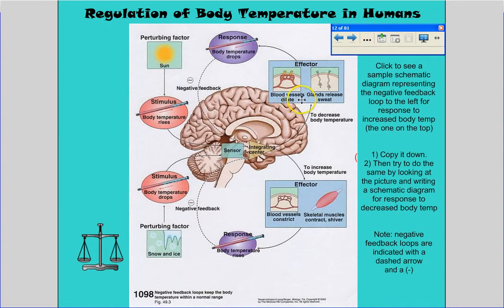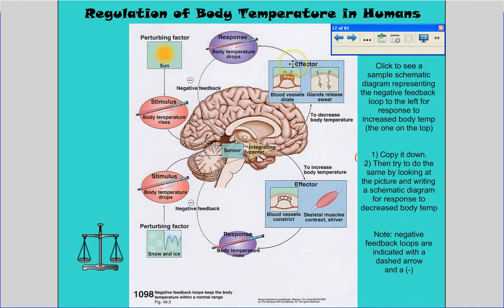So the blood vessels would dilate and your sweat glands would release sweat in order to try and bring the body temperature back down. So when blood vessels dilate, that means that there's going to be more blood going out near your skin. And so the heat that's being carried in the blood can just pass out into the environment. So that's why when you're hot, your skin tends to be more red, because your blood is right near your skin so that you can release some of that heat.